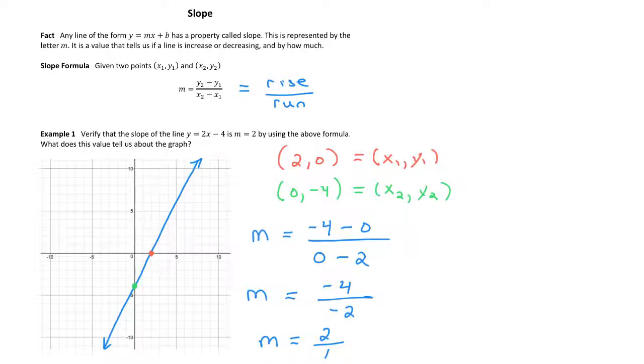You could even go backwards. If you go backwards 1, you'd go down 2, backwards 1, down 2. So that's what slope is telling us. If you get a positive number, it means the graph is going up. And the number itself is like how much it is increasing by.